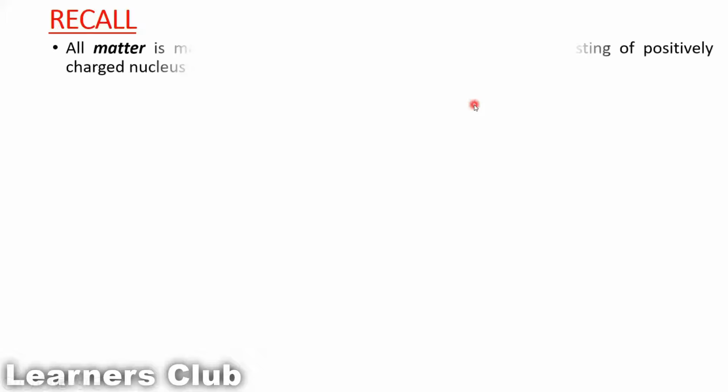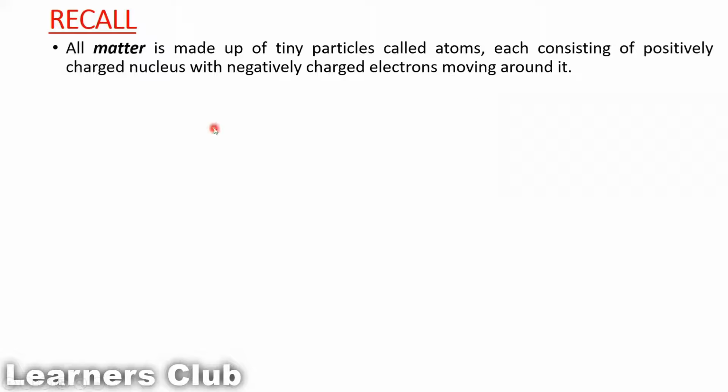Recall: all matter is made up of tiny particles called atoms, each consisting of a positively charged nucleus with negatively charged electrons moving around it. This is a description of atoms. As we know, atoms consist of a nucleus at the center, which consists of positively charged protons as well as neutrons. Around the nucleus, electrons are moving.